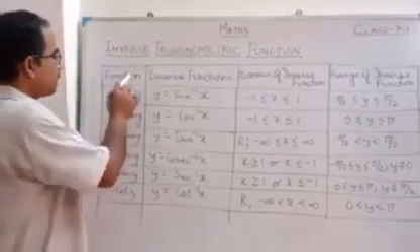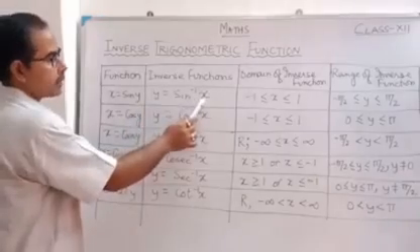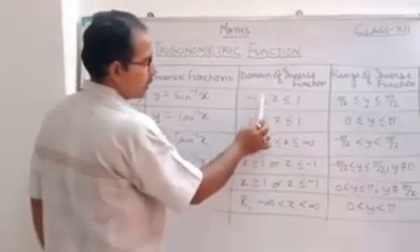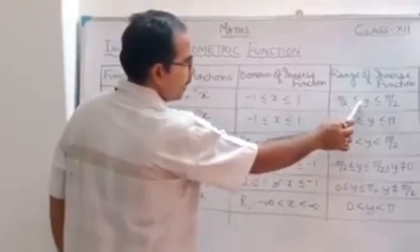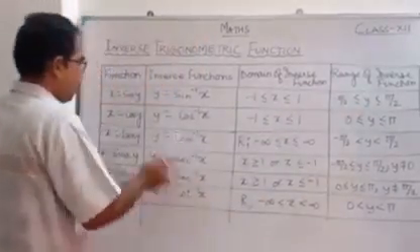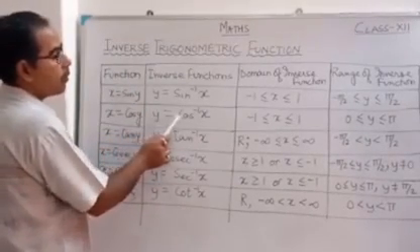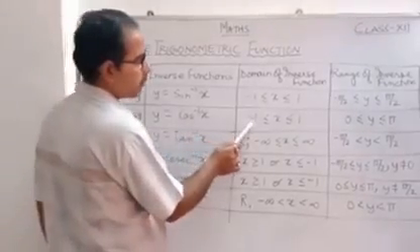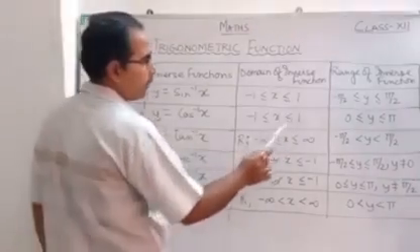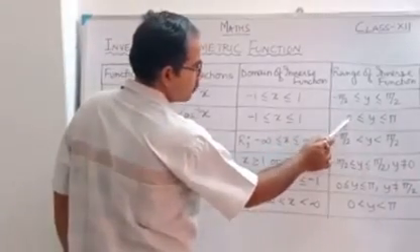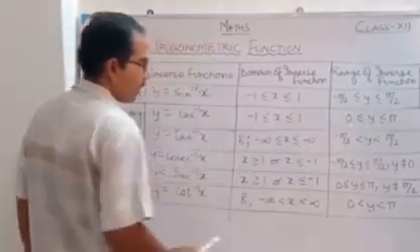So look here, functions: if x equal to sine y, then the inverse function will be y equal to sine inverse x, whose domain is -1 less than or equal to x less than or equal to 1, and range is -π/2 less than or equal to y less than or equal to π/2. For the function x equal to cos y, the inverse function will be y equal to cos inverse x, and the domain of that inverse function will be -1 less than or equal to x less than or equal to 1, and the range will be 0 less than or equal to y less than or equal to pi.